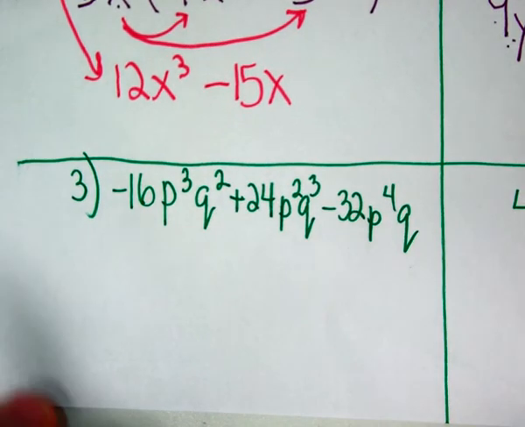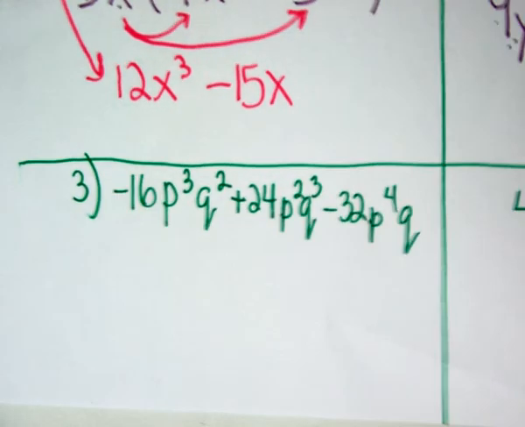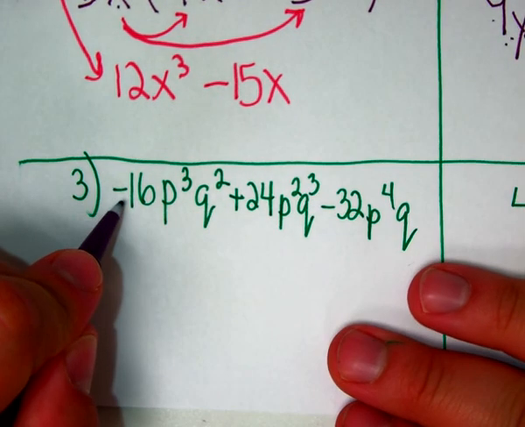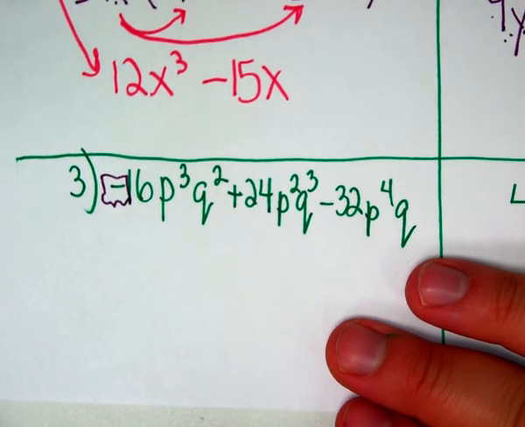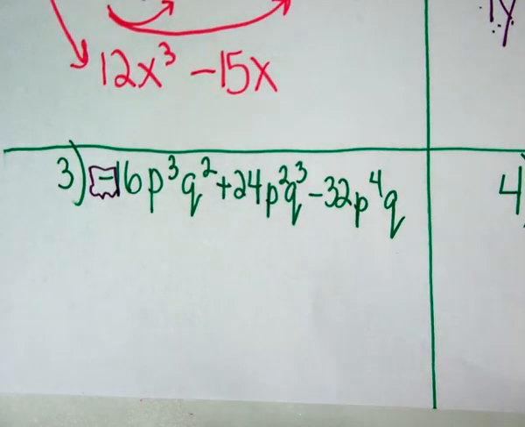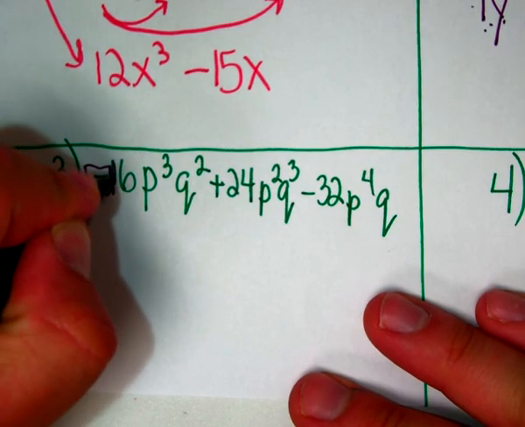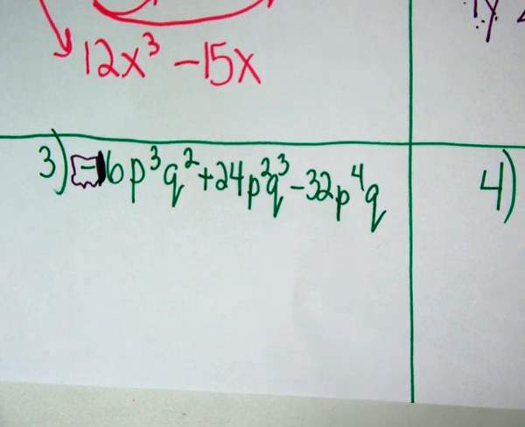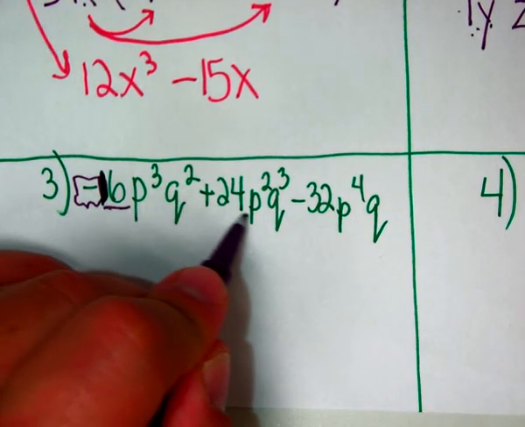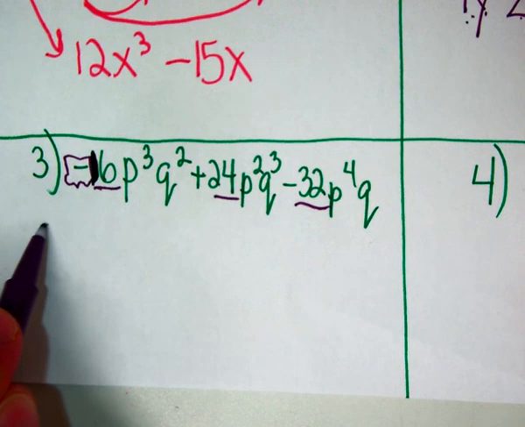Looking at number 3 here, the only thing that changes with this problem is that now we've got a leading coefficient that's a negative. When there is a leading coefficient that's negative, you always factor out the negative. I just accidentally crossed off that 1 that was there. Okay, there's a 1 here, so it's 16. So what's the biggest value I could take 16, 24, and 32 and divide them by? The answer for this is 8.